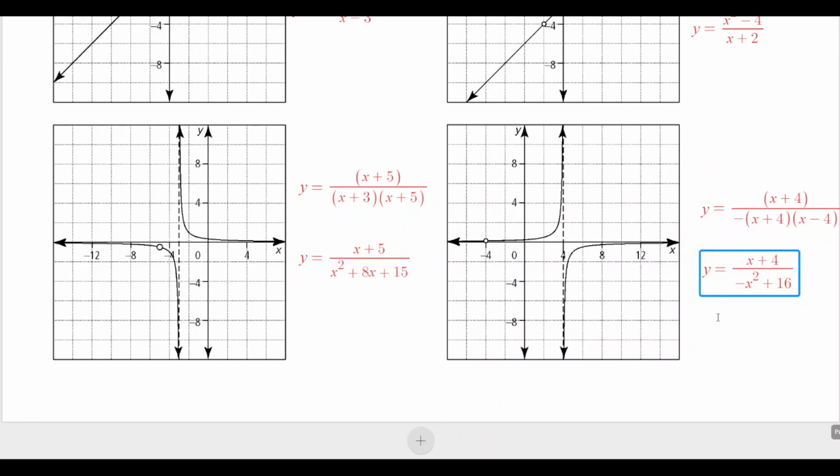So that's all the problems on this homework. Hopefully at this point, through 2 lessons and 2 homeworks, you have a pretty good idea on how the rational function equations relate to the graph and are able to go back and forth.